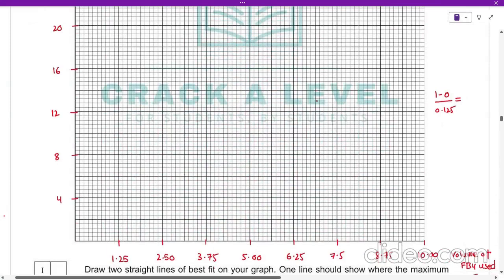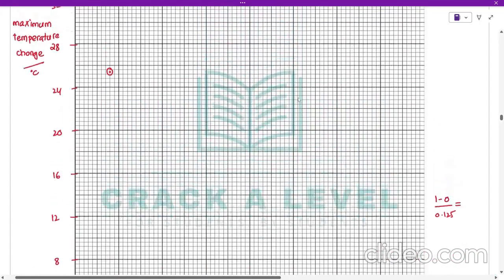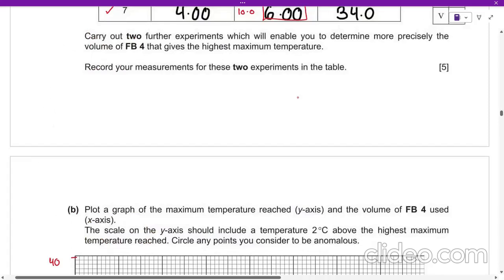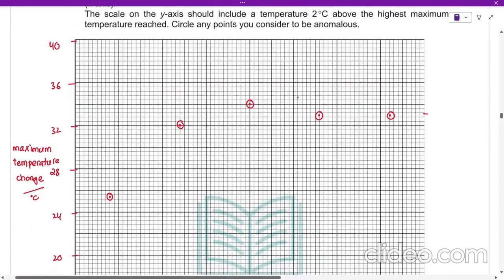So where is 9.5? 9.5 minus 8.75, divided by 0.125. This will be 6 units from 8.75, and the temperature change is 33.5. So we can just look at it here. This is the point here, 1 unit ahead of this. So this will be the point and this will be the last point.